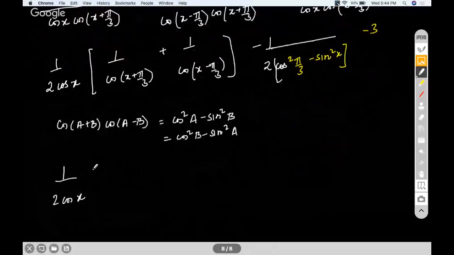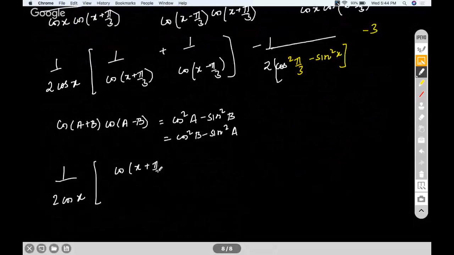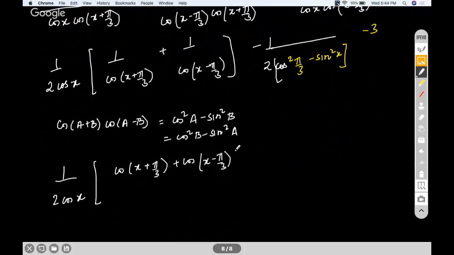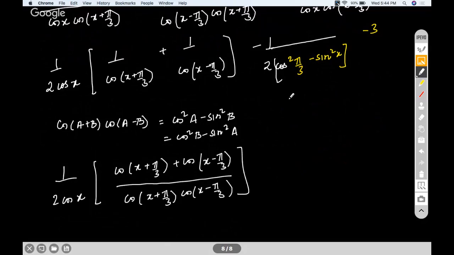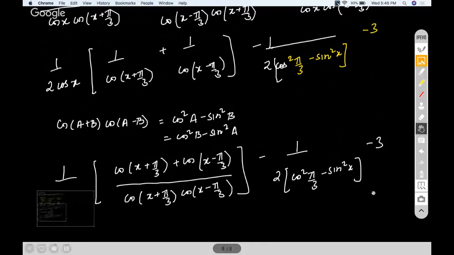Let's simplify this. So this becomes 1 by 2 cos x. Here I would get cos x plus pi by 3 plus cos x minus pi by 3, divided by cos x plus pi by 3 cos x minus pi by 3. And this term will remain as such. So this is going to be cos square pi by 3 minus sine square x minus a 3.